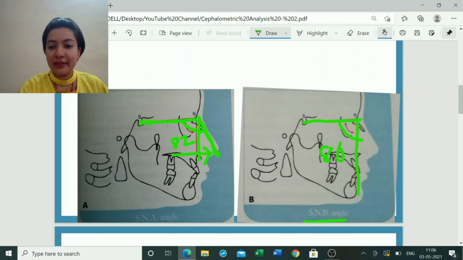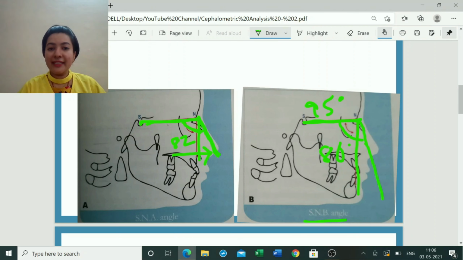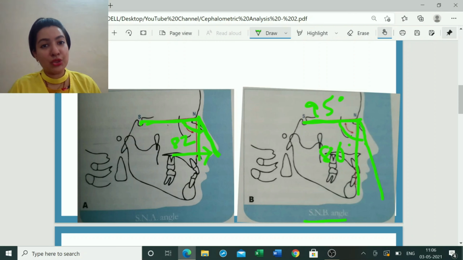Suppose the normal value they have given is 80 degrees, right? Now suppose that when you're tracing SNB, this is how it goes, and the angle which you measure is 95 degrees. If it is 95, it is indicative of prognathic mandible. Why? Because my SNB value has increased. On the other hand, if my SNB value is less than the normal value, it is indicative of retruded mandible. Retruded mandible is indicative of class 2.